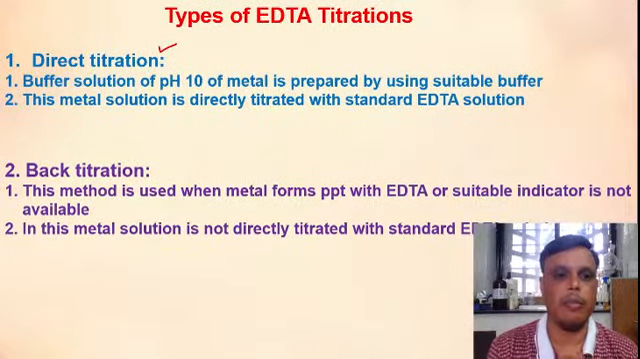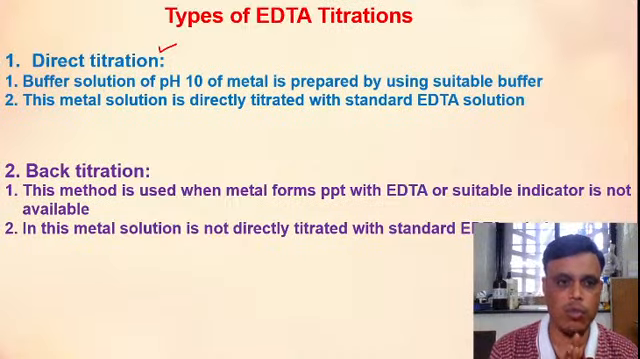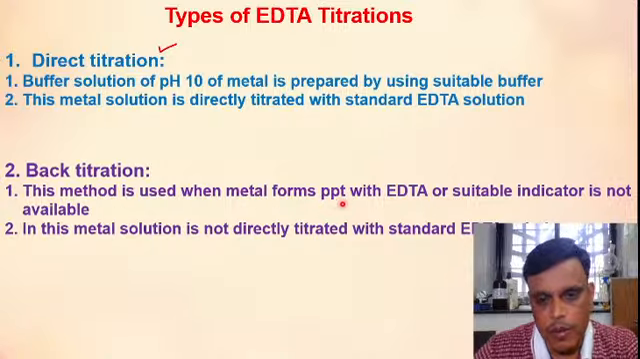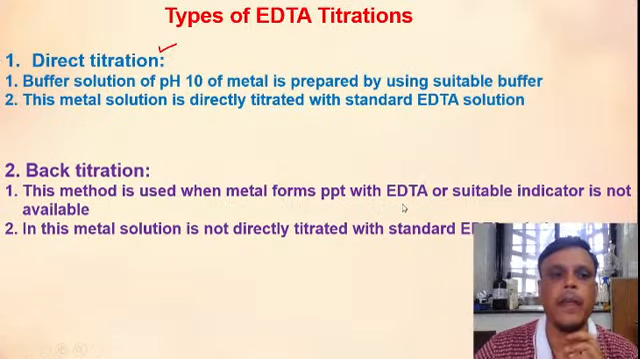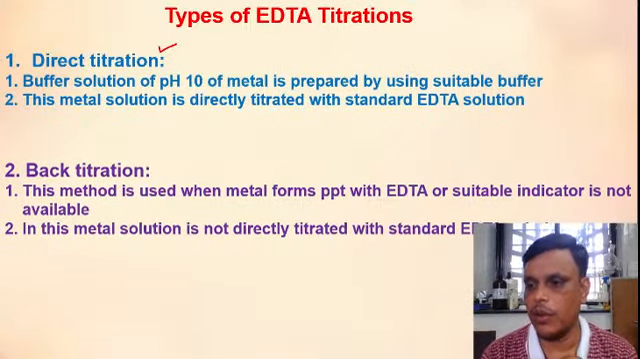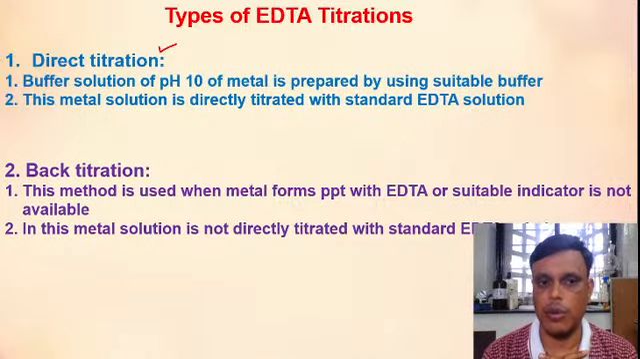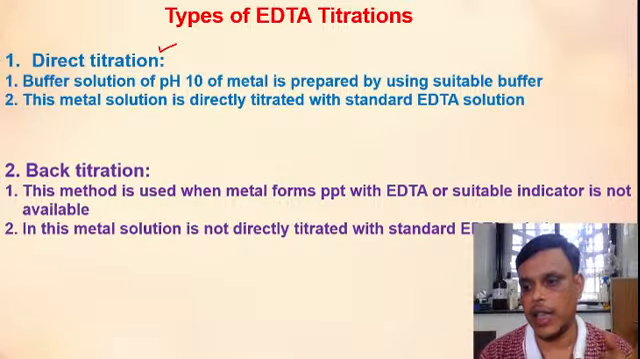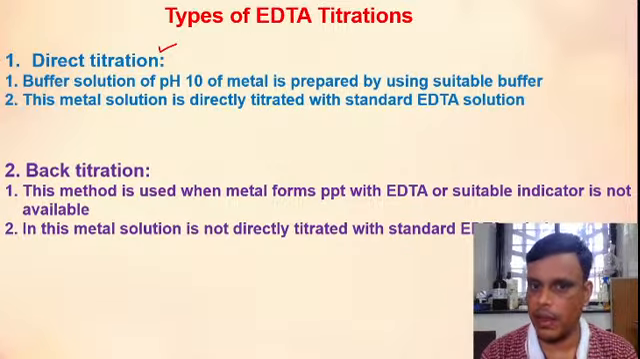Then the second titration is back titration. This method is used when the metal forms a precipitate with EDTA. There are some metals which form a precipitate with EDTA. For those metals, don't use the direct titration method. In that case you have to use the back titration method.